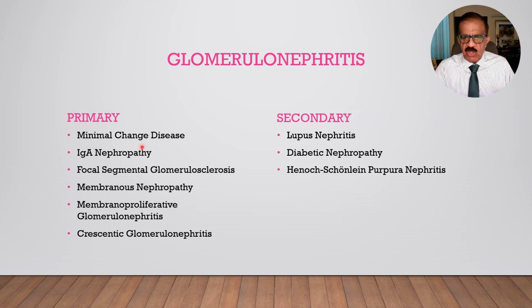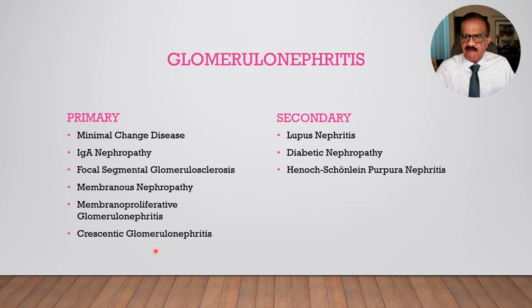Like minimal change disease, and this is usually a complication of post-streptococcal glomerulonephritis in children, and it is called minimal change disease because you don't see much on light microscopy. Of course there is a problem, but on light microscopy the things do not appear to be frankly abnormal. Then IgA nephropathy, focal segmental glomerulosclerosis, which is seen in adults. Membranous nephropathy, again another common condition which causes nephrotic syndrome. Membranoproliferative glomerulonephritis. This can also be a complication of post-streptococcal glomerulonephritis.